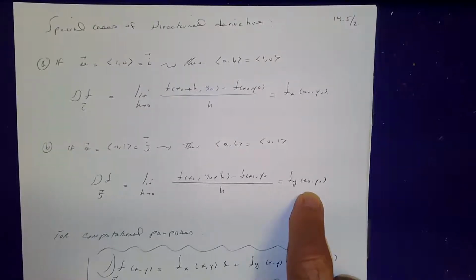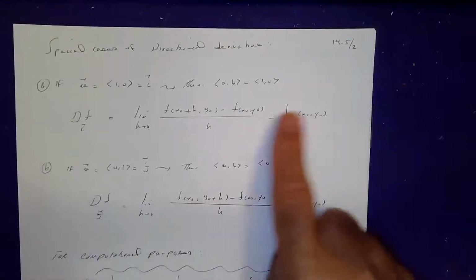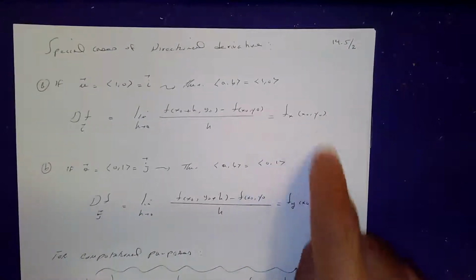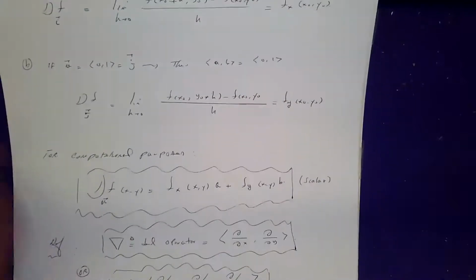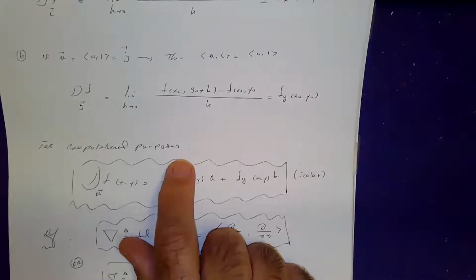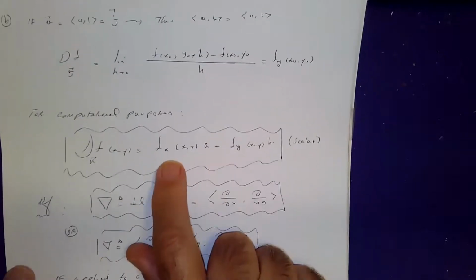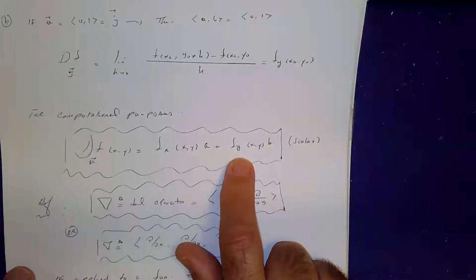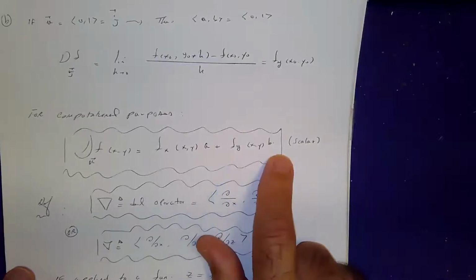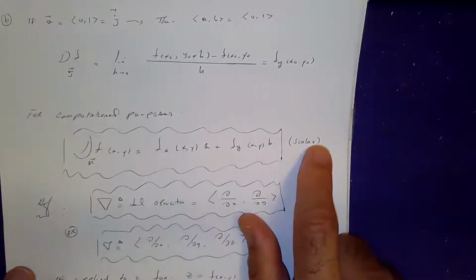So in other words, the bottom line is the directional derivative is a generalization of the partial derivatives of f with respect to x and y. However, for computational purposes, we don't use the limit. We use this formula, which is the partial derivative of f with respect to x times a plus the partial derivative of f with respect to y times b. Then again, don't forget, this always comes out as a number, not a vector.